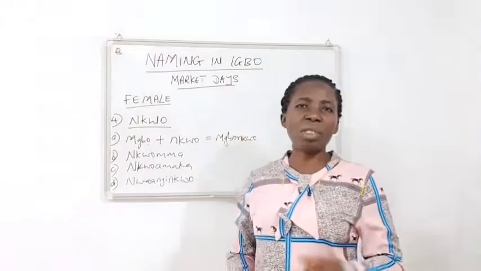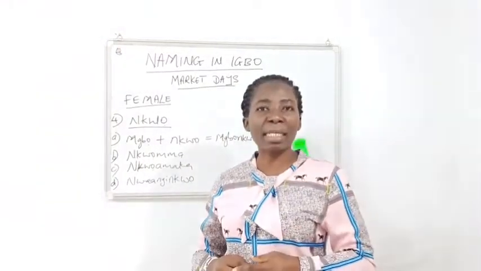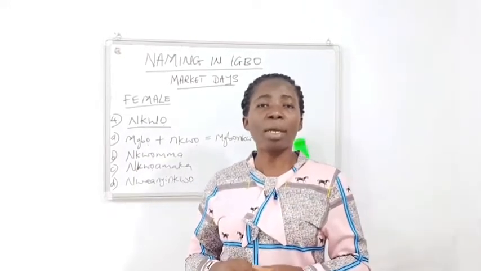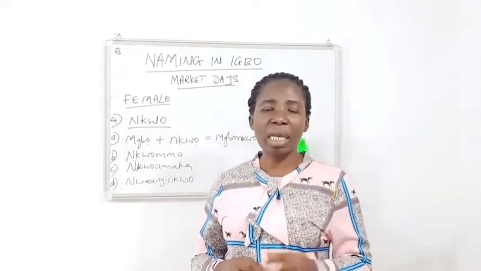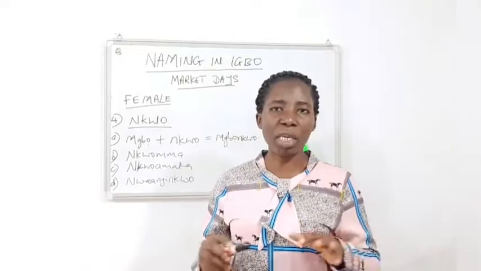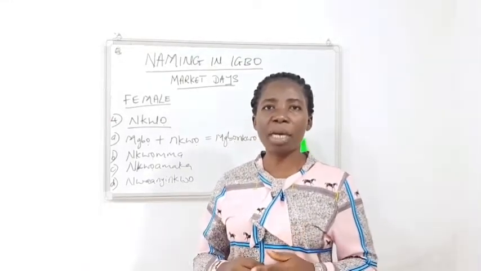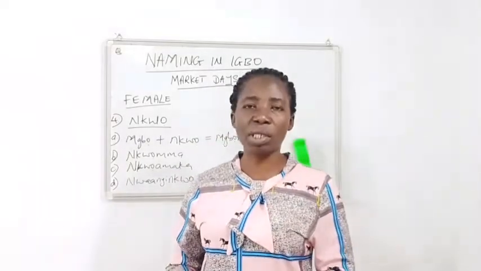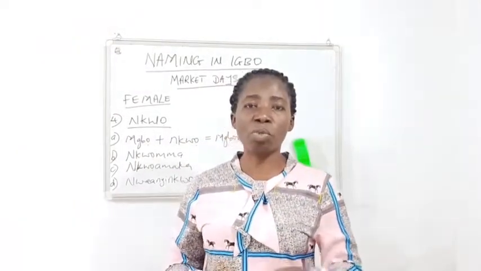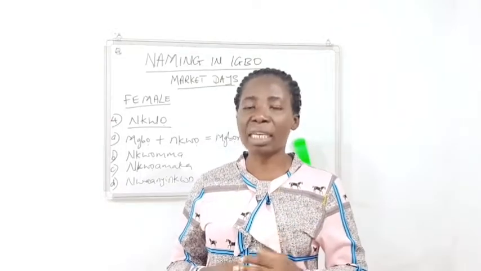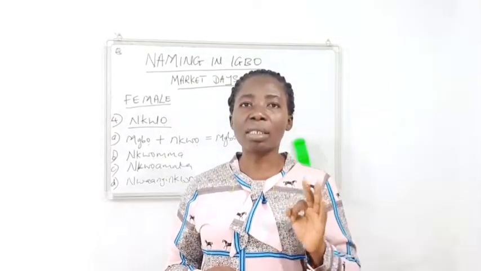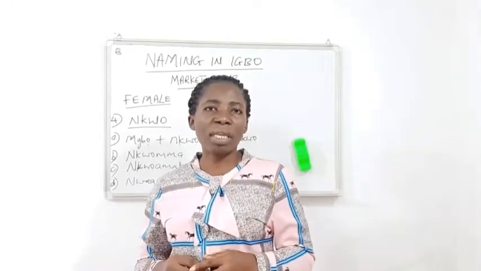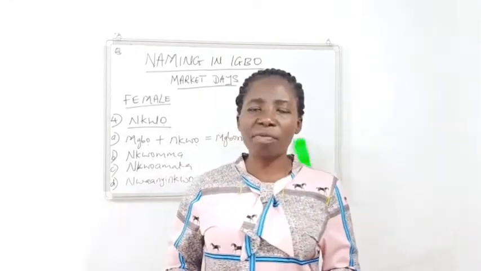So these are the names that reflect the Igbo market days. Remember that I said that in Igbo land, we have 4 market days. That is how we counted our week before the white man came and colonized us and gave us the 7 days week we have today. Formerly, it used to be 4 days. The 4 market days make the traditional Igbo week. So with this, we come to the end of this video.